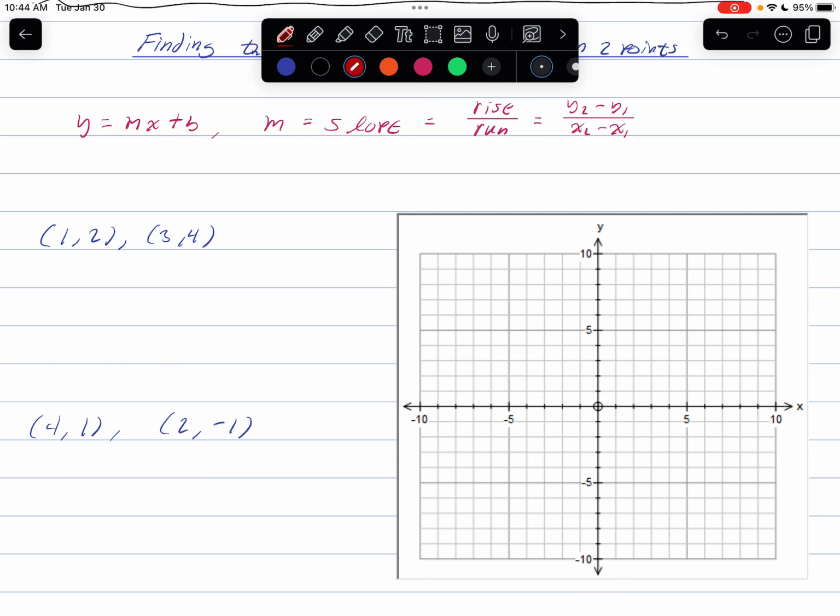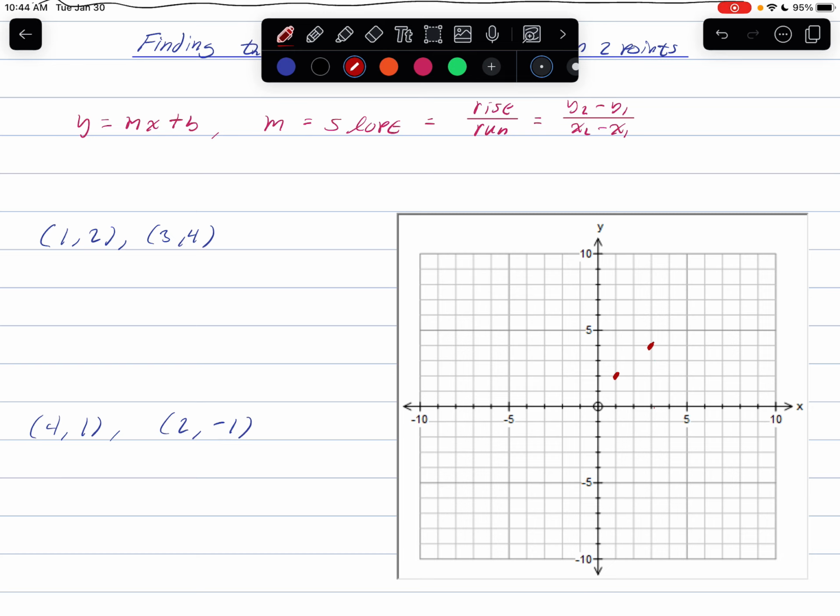So that means we're going to go on the x-axis to the right 1, okay? And then we're going to go up 2 on the y-axis. So this would be our first point, the point 1, 2. Okay, and then we have the point 3, 4. So we're going to go to the right 3 along the x-axis, and then we're going to go up 4 along the y-axis. And so this will be our second point.